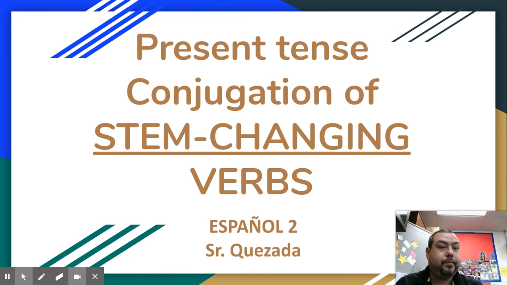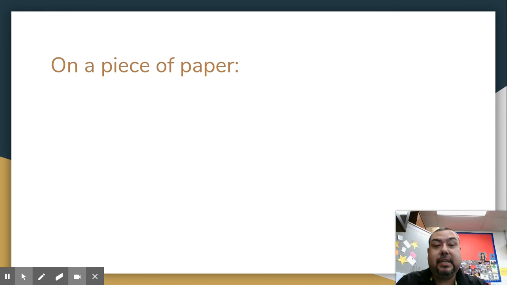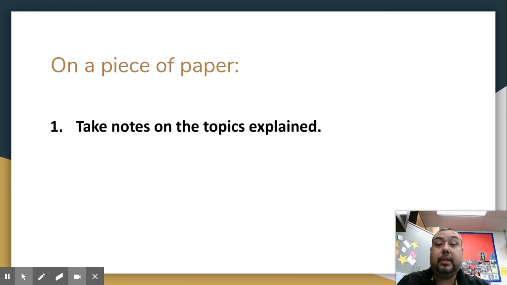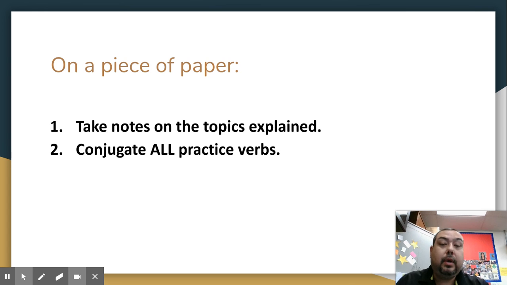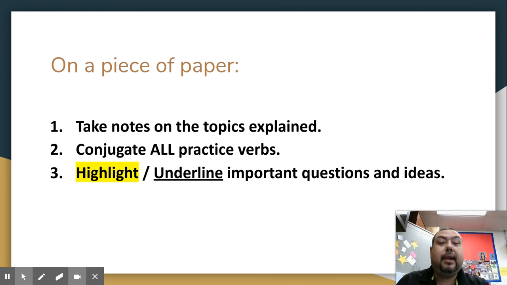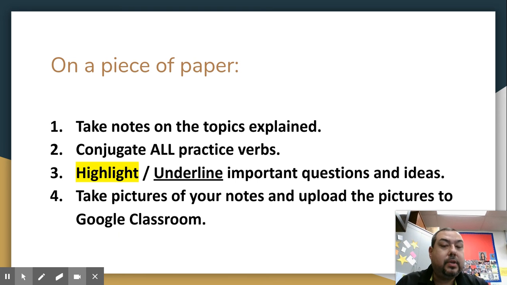Stem changing verbs. On a piece of paper, you guys need to take notes on the topics I'm about to explain. You need to conjugate all my practice verbs, the ones I'm providing for you to practice. You need to highlight and underline any important questions or concepts, ideas. And finally, once you're done with all the practice and all the notes, make sure you take a picture of your notes and upload those pictures to Google Classroom so you can get full credit for this assignment.